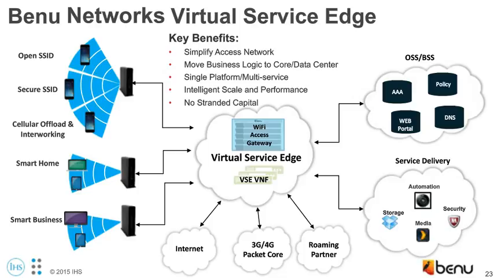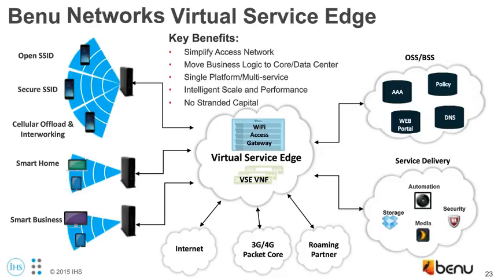So maybe smaller instances, many smaller instances out towards the edge versus larger instances in the core. This is the beauty of NFV, right? It gives us that flexibility, that elasticity from core to edge, and gives us a much better economic model and operational model around that as well.